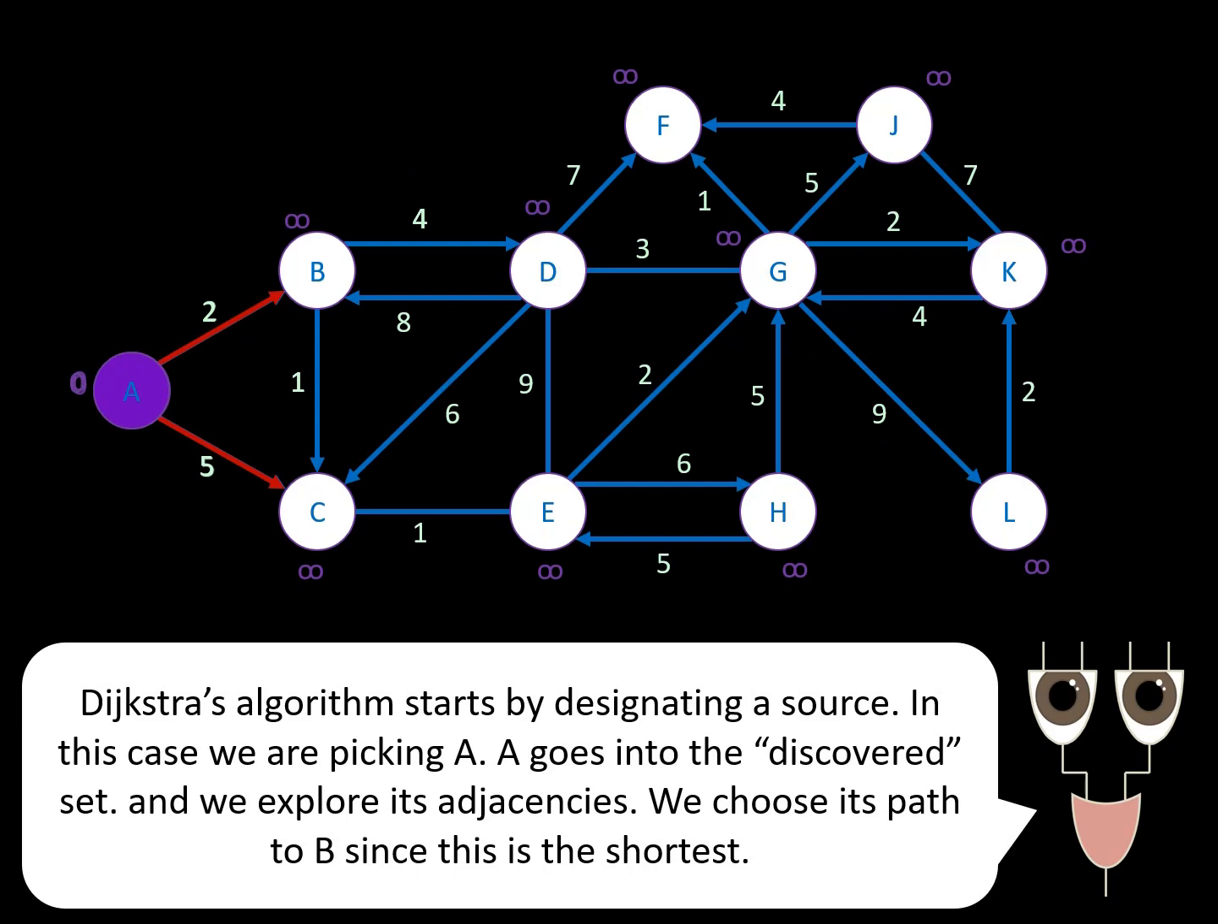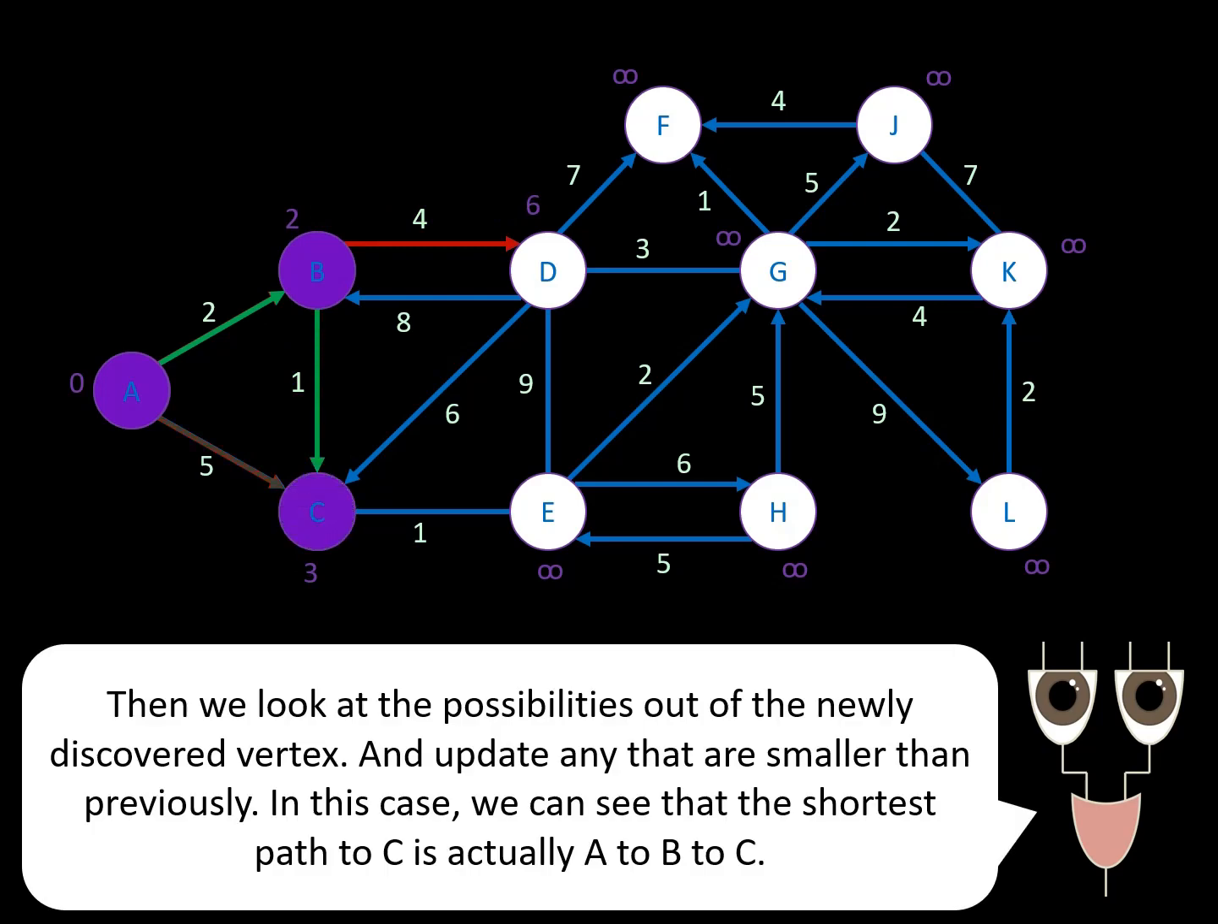Dijkstra's algorithm starts by designating a source. In this case, we are picking A. A goes into the discovered set, and we explore its adjacencies. We choose its path to B since this is the shortest. Then we look at the possibilities out of the newly discovered vertex and update any that are smaller than previously. In this case, we see that the shortest path to C is actually A to B to C.